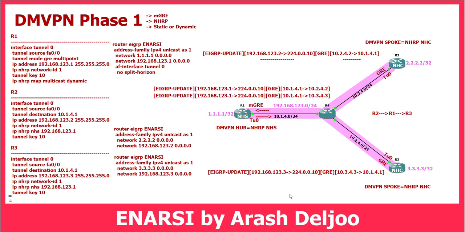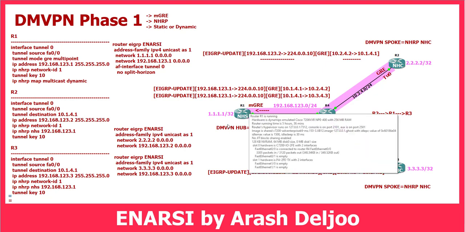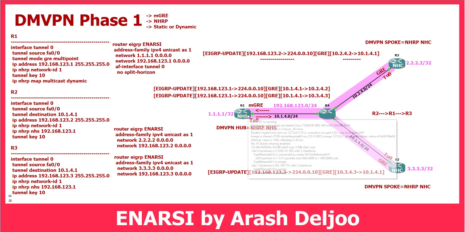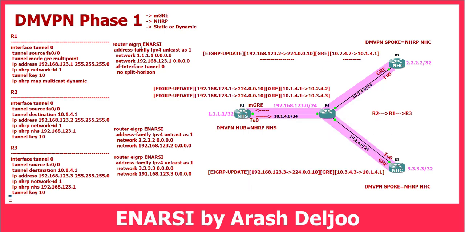The only thing that we should know about EIGRP in phase 1 is that we should disable the split horizon on the hub router, like RIP. Don't forget, here we have configured router EIGRP NRC, which means the named mode of EIGRP. Because of that, in named mode we should configure no split horizon under the AF interface. But in number mode, if you configure EIGRP with number mode, inside R1 we should disable it under interface tunnel of R1. Let me show you.